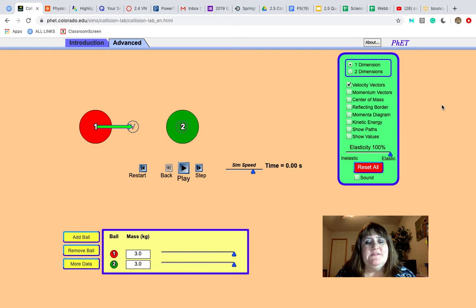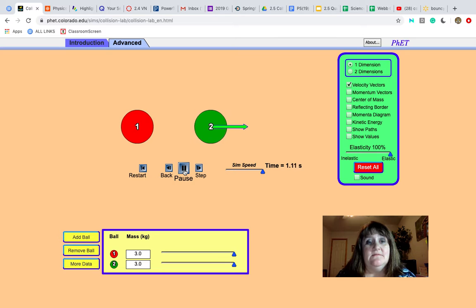Okay, so I'm using a simulation to show you the different kinds of collisions, right? And I'm going to have the sim speed high so that it's going to go pretty fast. So we're going to start with a red ball and a blue ball. We're in one dimension, so nobody can go outside of this. But a red ball and a green ball, they have the same mass. They're both big, right?